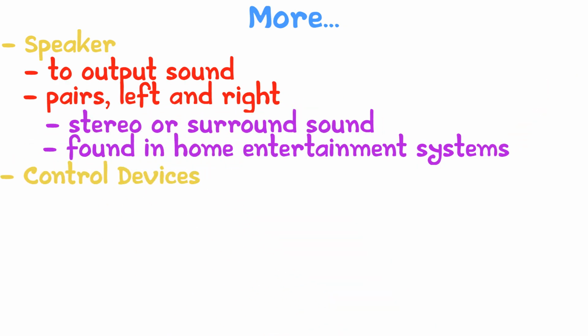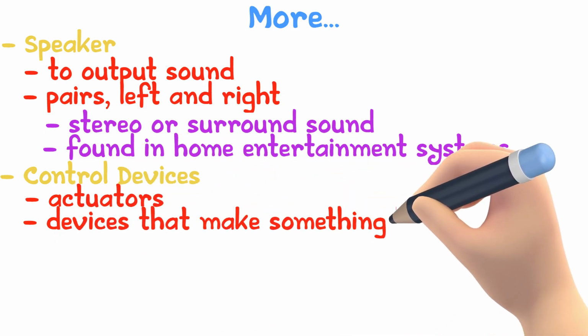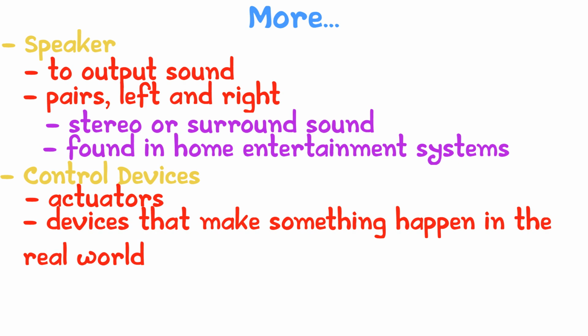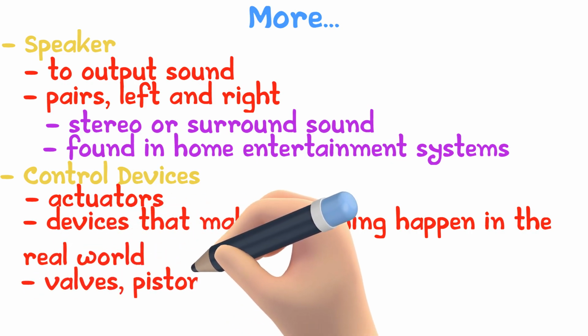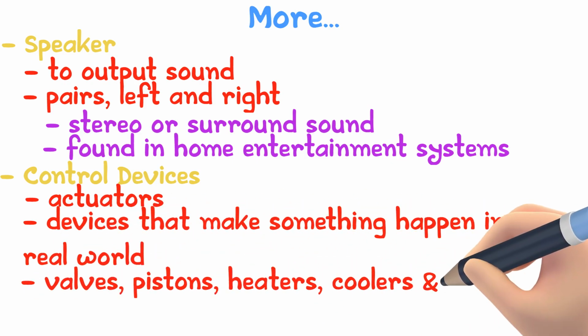Control devices, also known as actuators, are devices that actually make something happen in the real world. These devices are often thought of as mechanical. Some examples are valves, pistons, heaters, coolers, and motors.